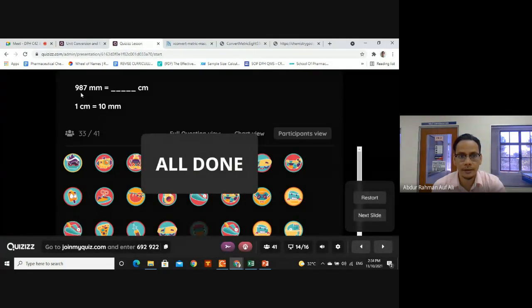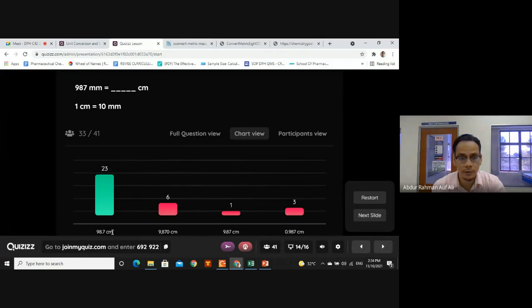Okay, let's finish the question first. Here we have millimeter to centimeter. Millimeter is smaller than centimeter. So remember, if you want to convert something small to something big, you must divide. So what do you divide by? Divide by 10. That's why 987 divided by 10 gives 98.7.